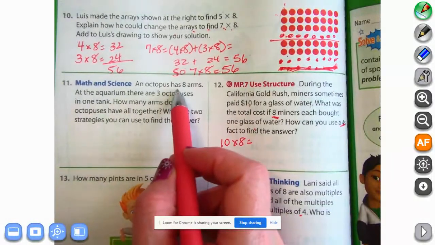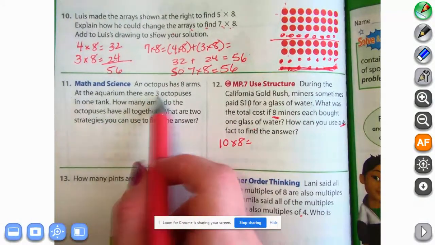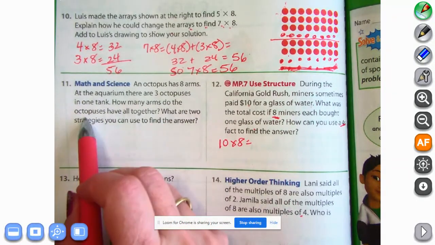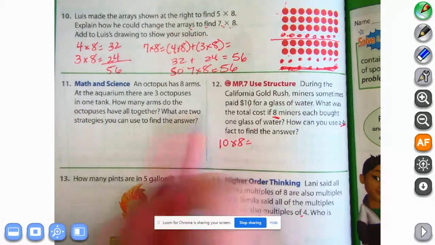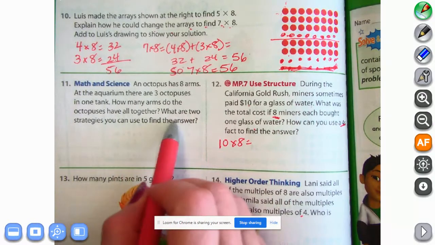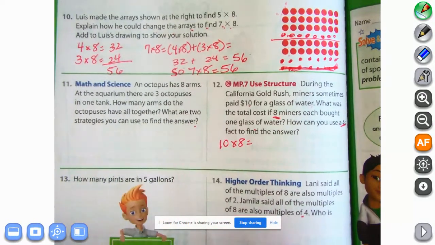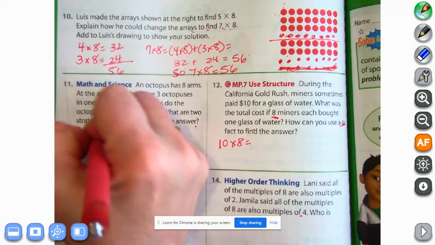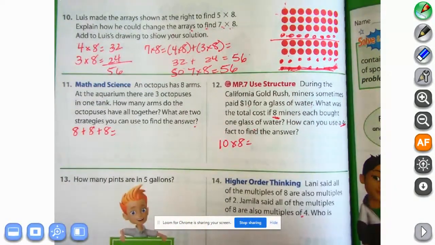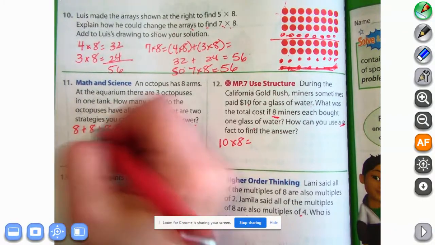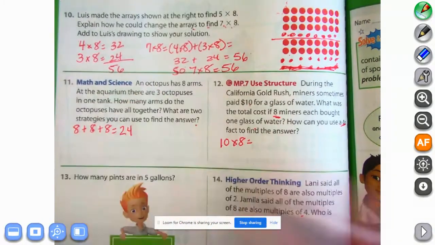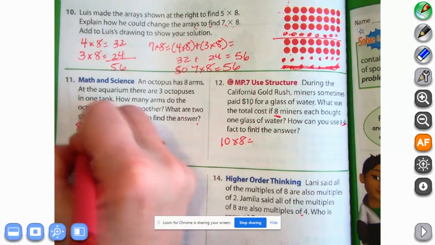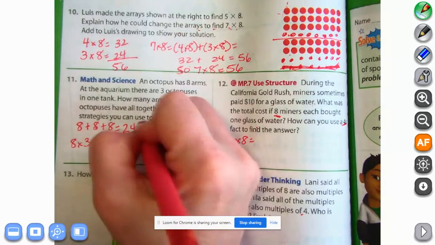All right, we're going to go to number 11. An octopus has 8 arms. At the aquarium, there are 3 octopuses in one tank. How many arms do the octopuses have altogether? What are 2 strategies you can use to find the answer? Okay, so one thing could be repeated addition. 8 plus 8 plus 8. So 16 plus 8 more is 24. Or we could do 8 times 3 equals 24.